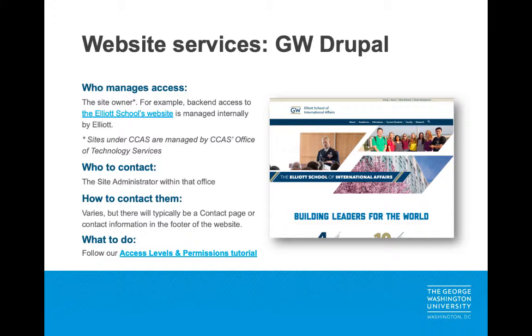Otherwise, as I mentioned previously, for any other website, you're looking specifically for the site administrator for a given website to be given back-end editorial access to that website. But for Columbian websites, you'll need to reach out to the Office of Technology Services, and they will provide access as necessary. And again, that contact method will vary, but it's typically going to be a contact page on the website or some contact information in the footer that you can access to reach out to whoever that person is.